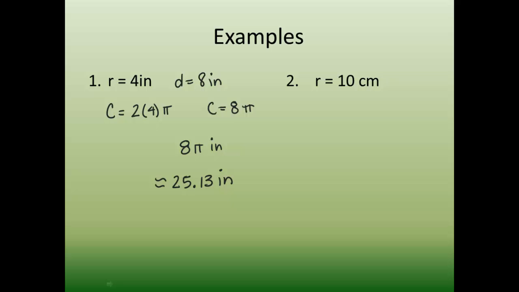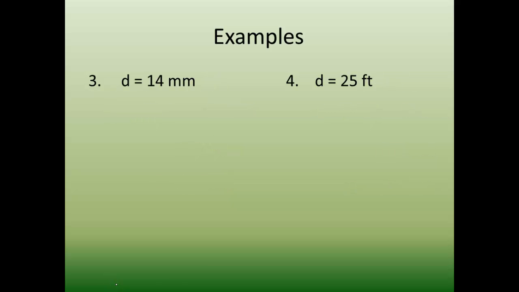This time the radius equals 10. We can make a note to ourselves that the diameter equals 20 centimeters, and we can use either of the two formulas, 2 times 10 times pi, or just 20 times pi. 2 times 10 is 20, so this works out to be the same. Our exact answer is 20 pi centimeters. Our approximate answer, we're going to type 20 times pi in our calculator. Again, we're going to use 2 decimal places, so this is approximately 62.83 centimeters.